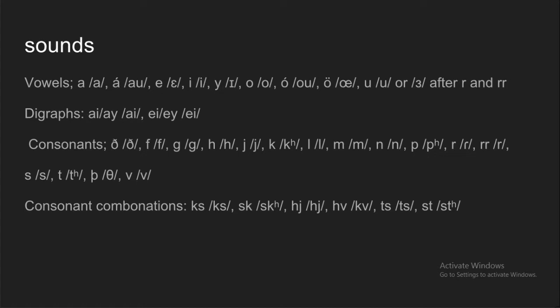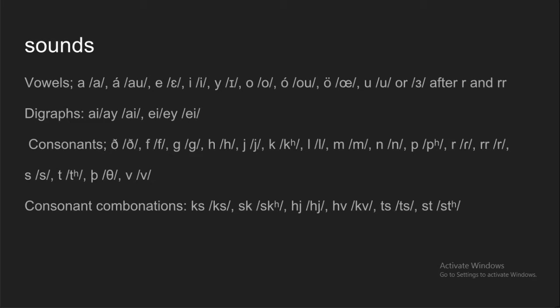When U and R or double R are together, it sounds kind of like the English, but the R is a different sound, as well as the double R, which I'll get into when I get to the consonant side. So digraphs, AI or AY makes I, AI or AY makes A.